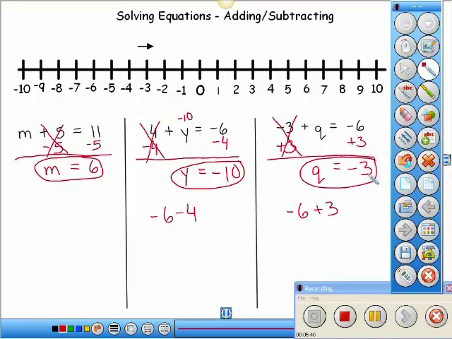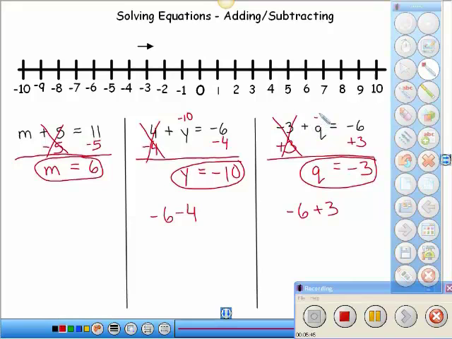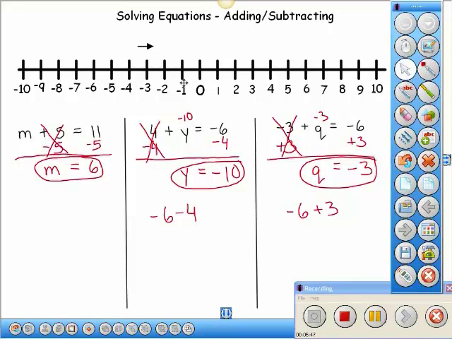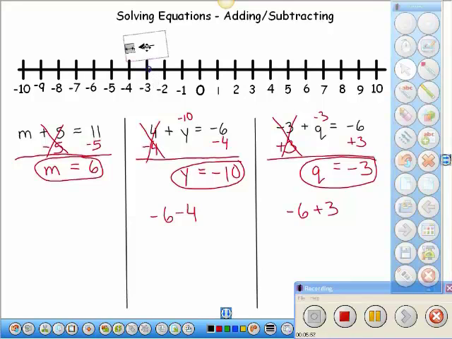And if I plugged it back in, if I think my answer is negative 3, I can check my work. So here we go. Negative 3 plus negative 3. Negative 3 plus negative, flip the direction, 3. 1, 2, 3. I end up on negative 6, which is what I had, negative 6 here. So I just checked my work, and it is correct.